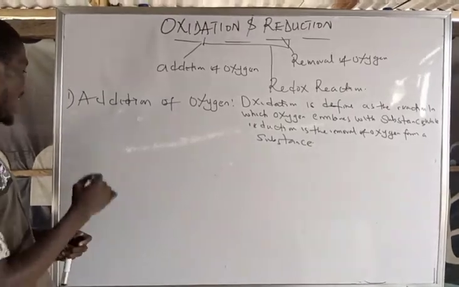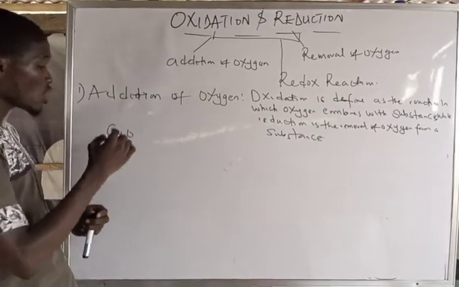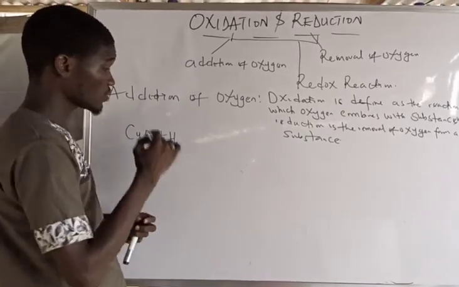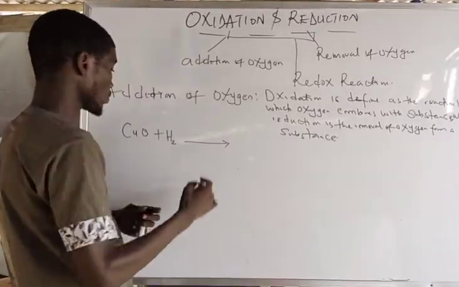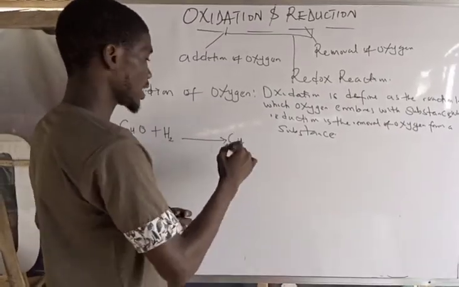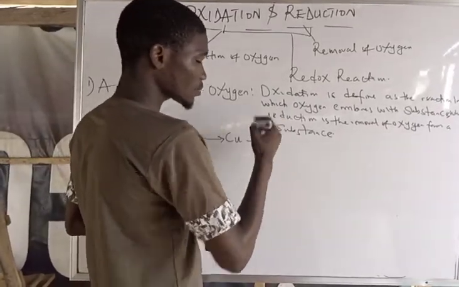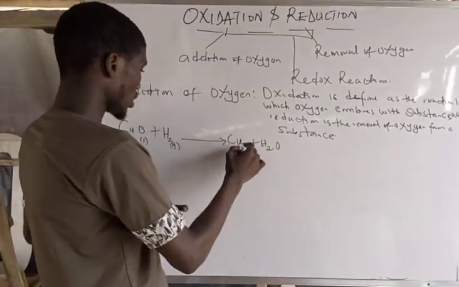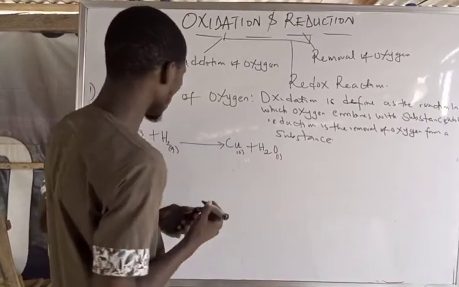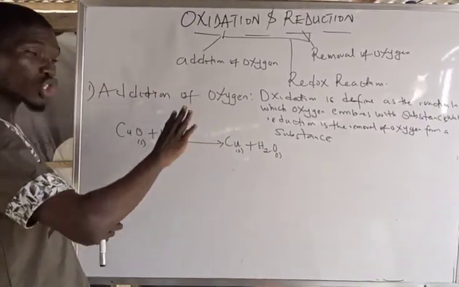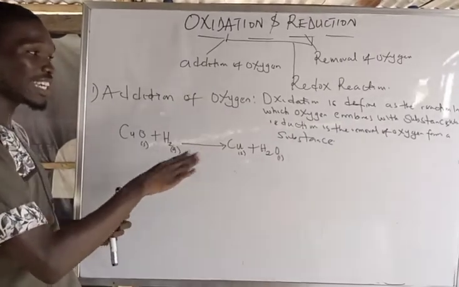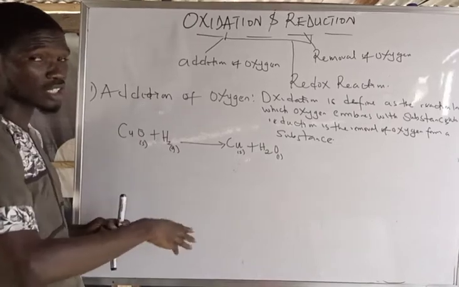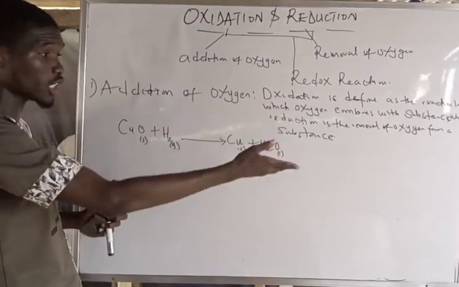For example, we have copper 2 oxide plus hydrogen gas. I have copper plus water. This is solid, we have gas here, we have solid here, and we have liquid here. Don't forget that oxidation is the addition of oxygen, or oxygen combined with a substance or compound, while reduction is the removal of oxygen from a substance.